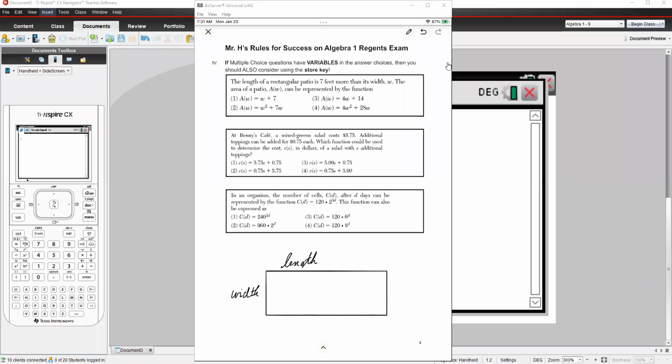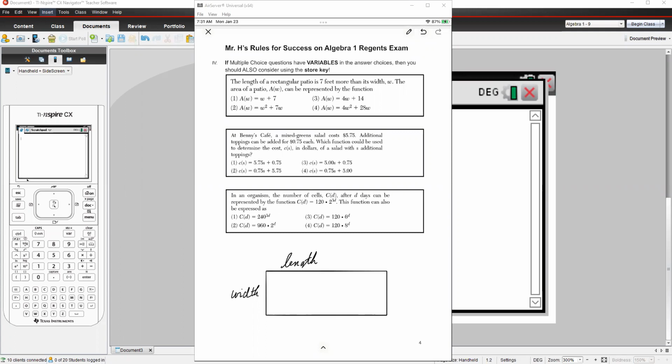Hey guys, I'm going to do these three questions from page 4. One of the things I want you to understand is a really important idea. Whenever your multiple choice answer choices have variables in them, you can almost always use the store and check method.